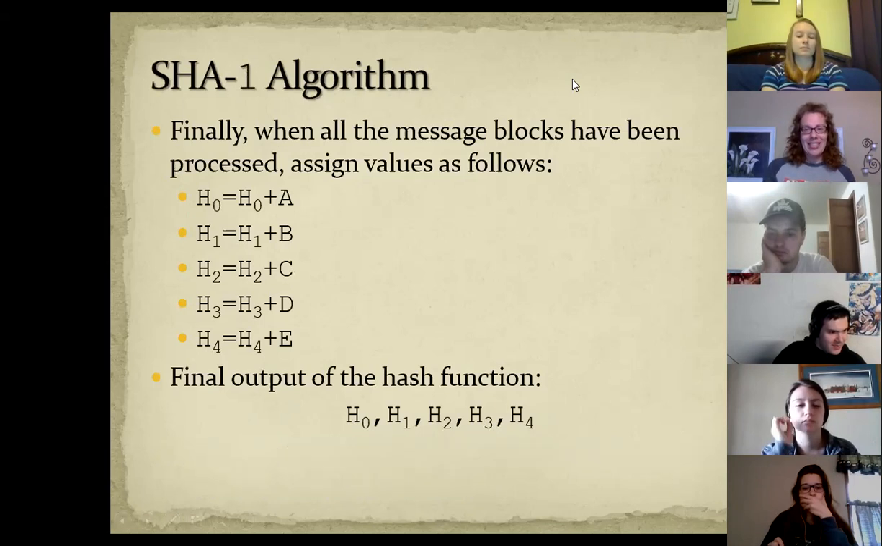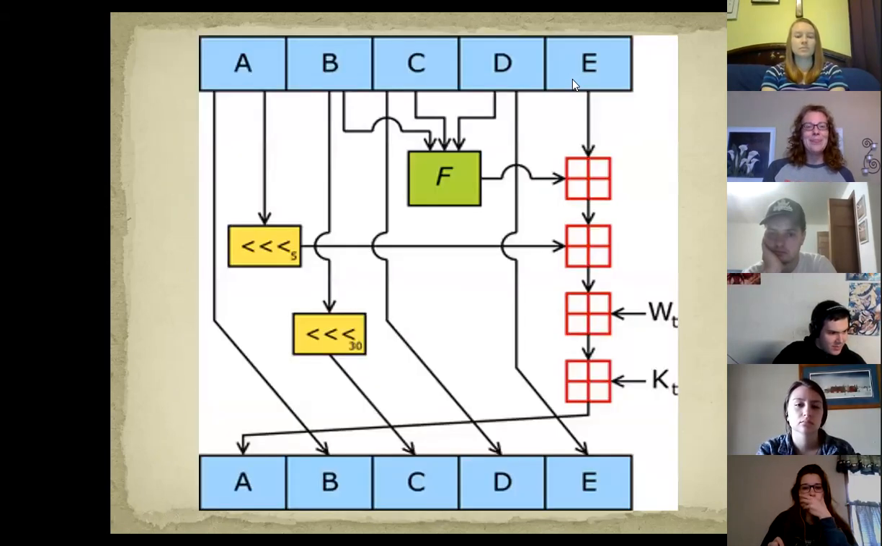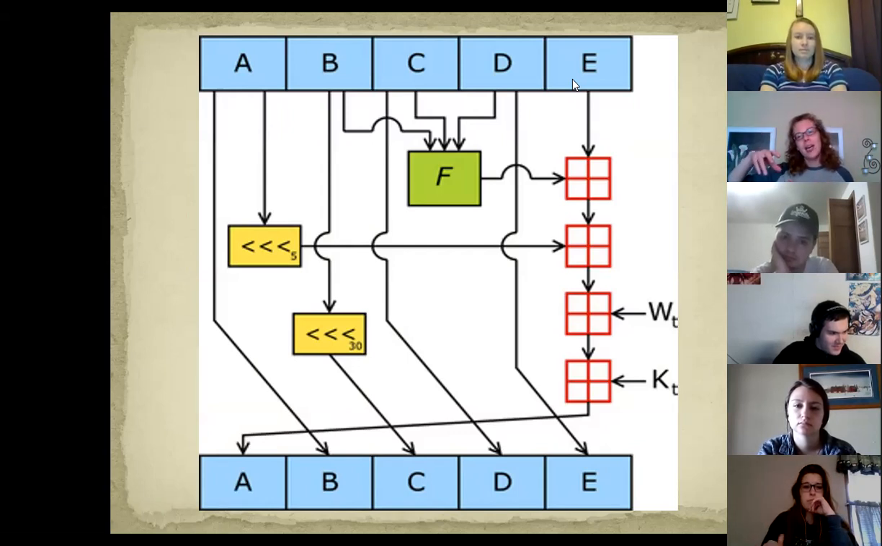Okay, summary. So here's what's going on. We have our message divided up into blocks. We repeat this process for each of the blocks. We do it 80 times. We get values out. We take our initial values. We add them to the final output in the register, and that is our hash function.